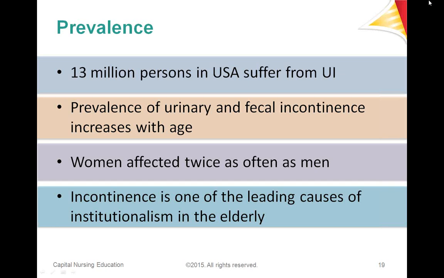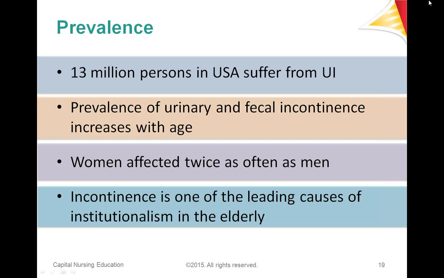13 million people in the United States suffer from urinary incontinence, and we know that urinary and fecal incontinence increases with age. In fact, the statistics prove that once a patient has urinary incontinence, within a short period of time, a year or two, fecal incontinence certainly may become an issue as well. So this is something that increases with age, but is not necessarily a disease of old age. Women are affected twice as often as men, and I think the reason for this is very clear. It has to do with anatomy.